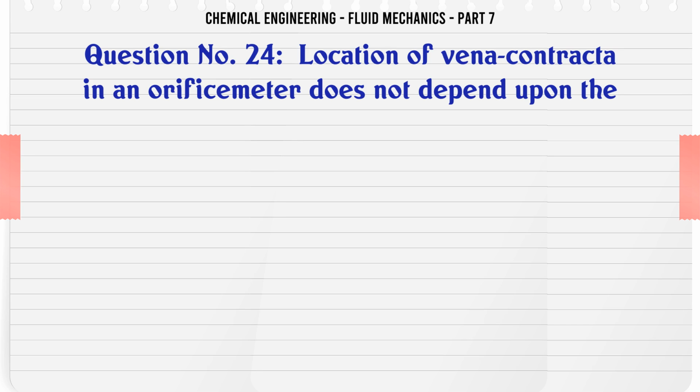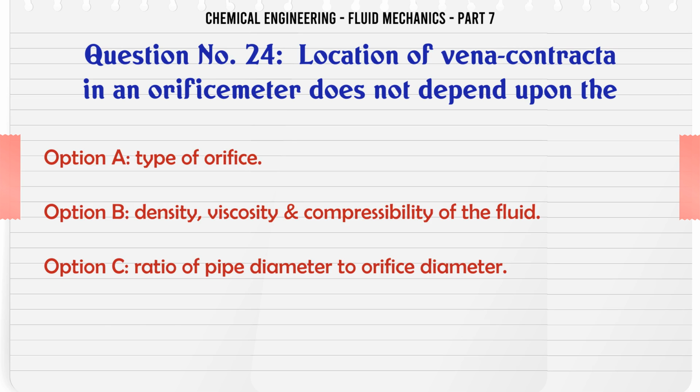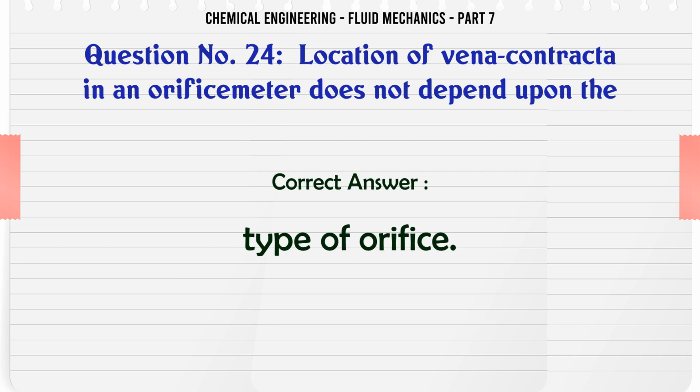Location of vena contracta in an orificemeter does not depend upon the A. type of orifice, B. density, viscosity, compressibility of the fluid, C. ratio of pipe diameter to orifice diameter, D. pipe roughness. The correct answer is type of orifice.